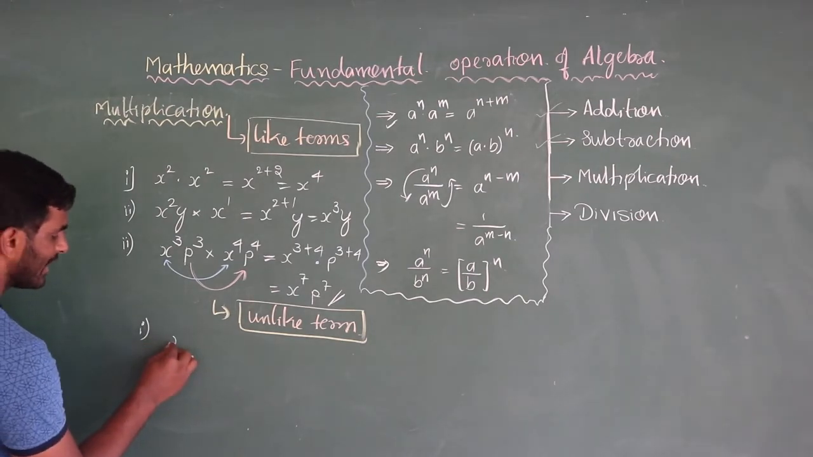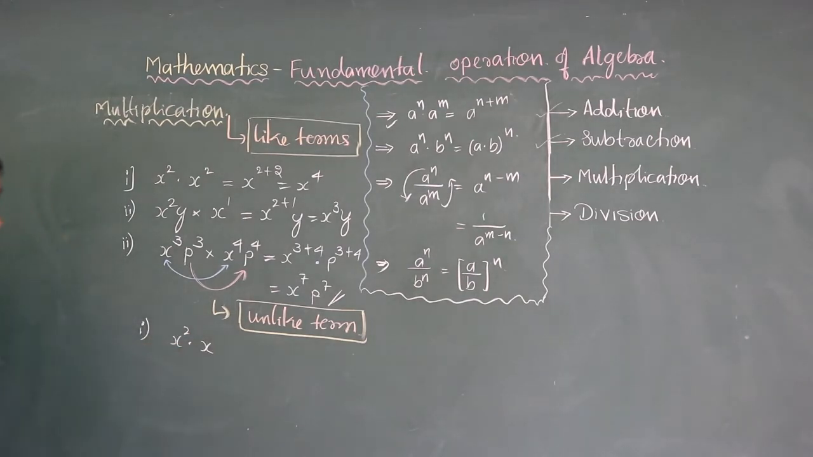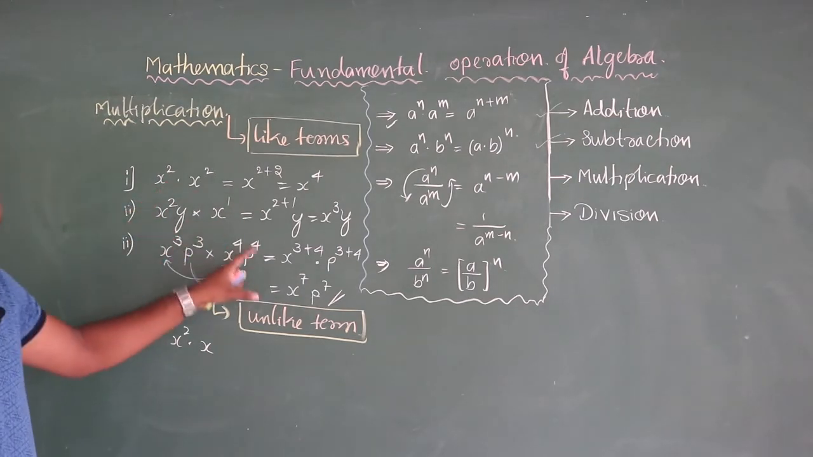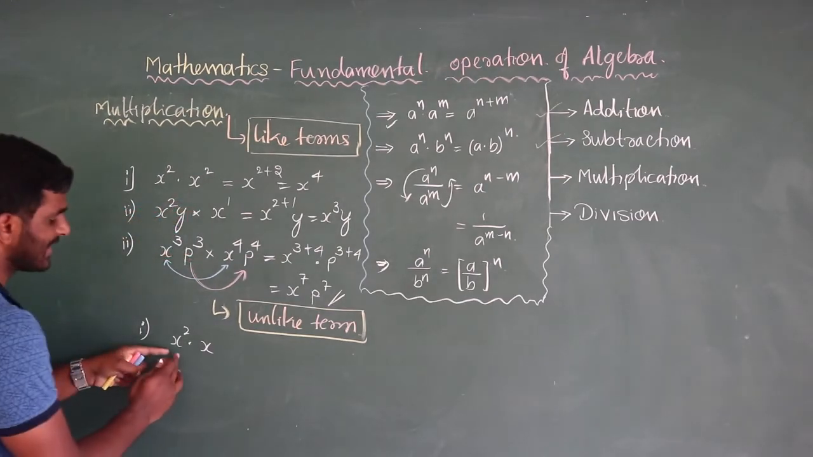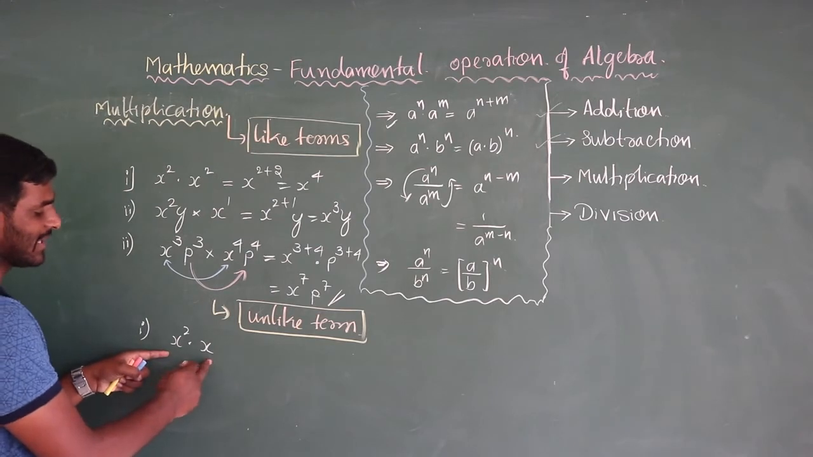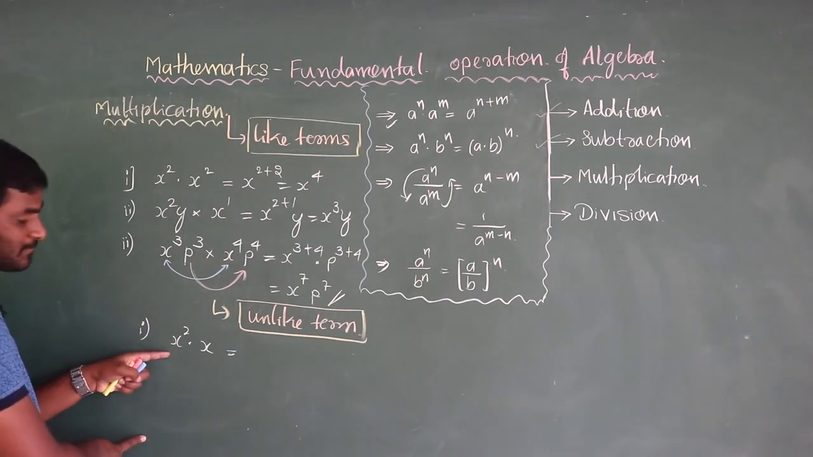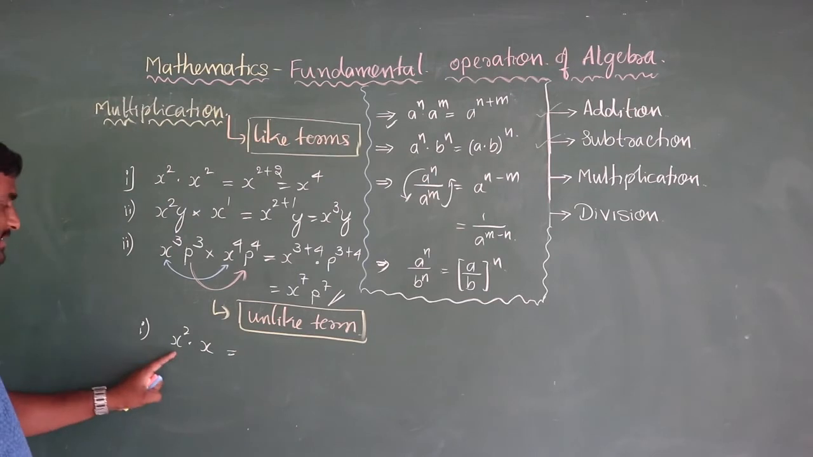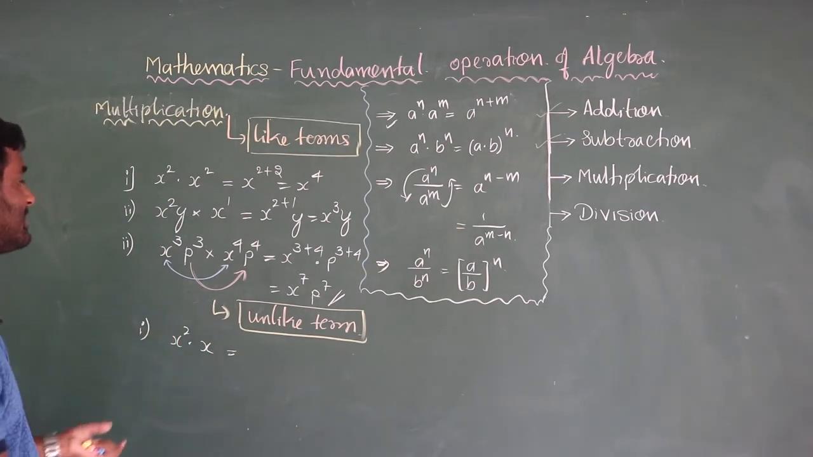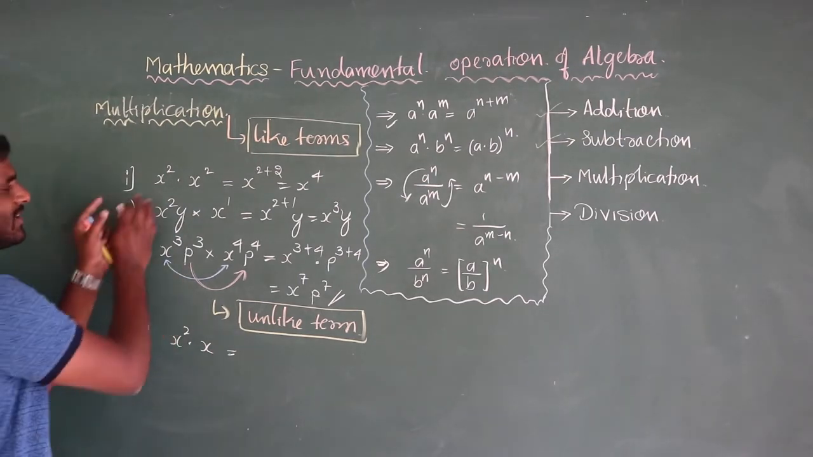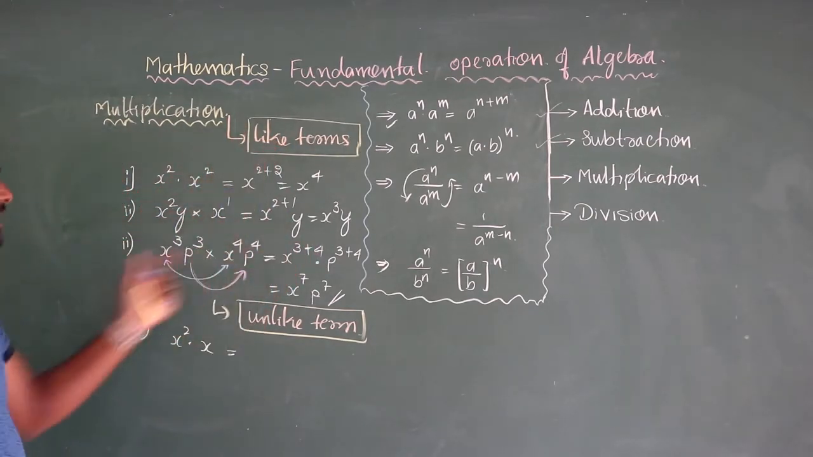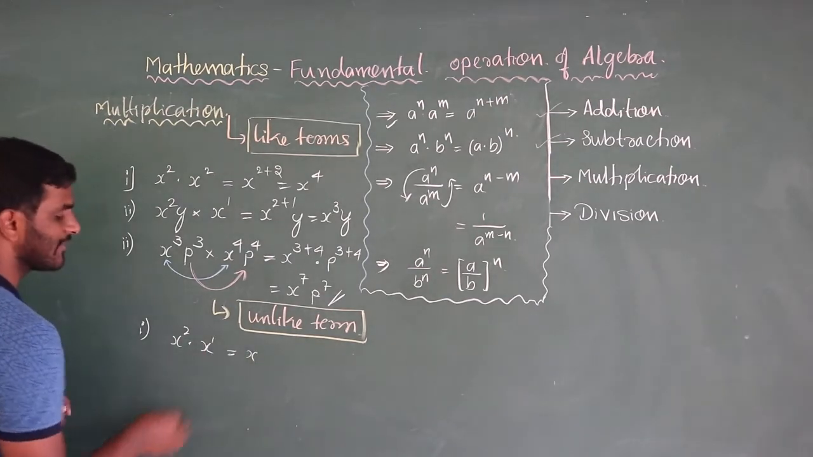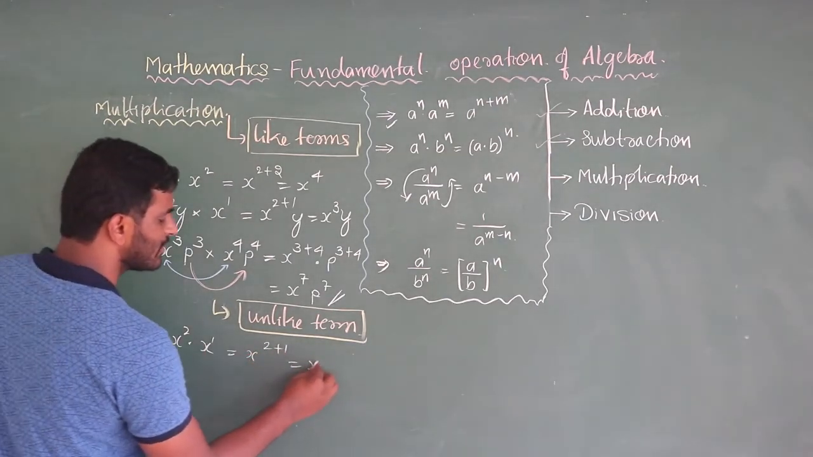Look at the board carefully. x square into x. Here also there are unlike terms. This is what unlike terms are. In this case, x square and x are also unlike terms, because the base is the same, but the degrees are different. In this case, we just add 2 plus 1, and that is equal to x to the power of 3.